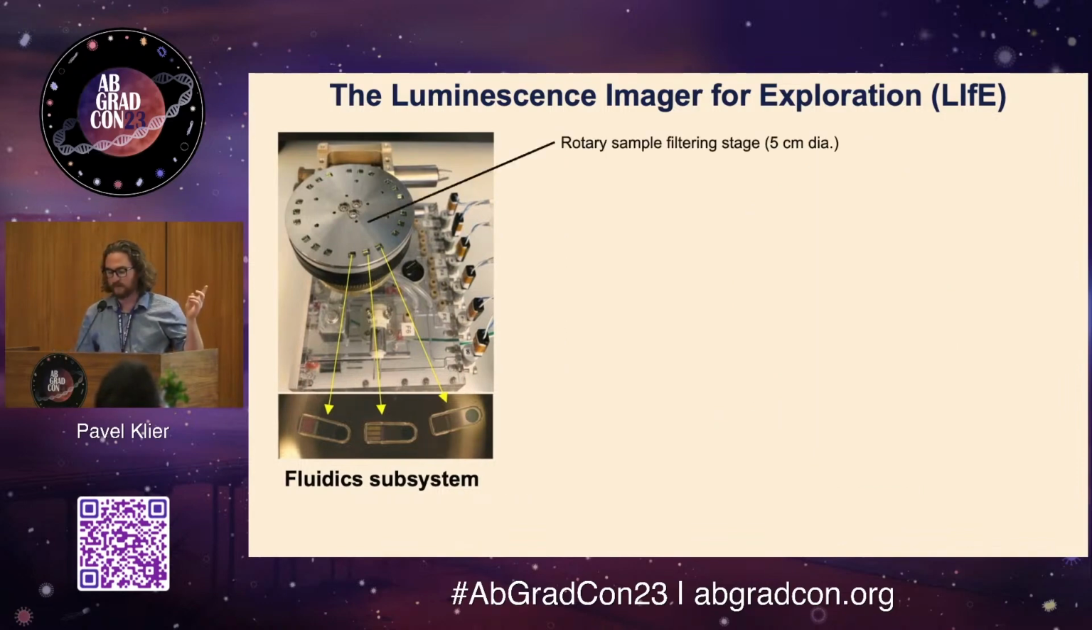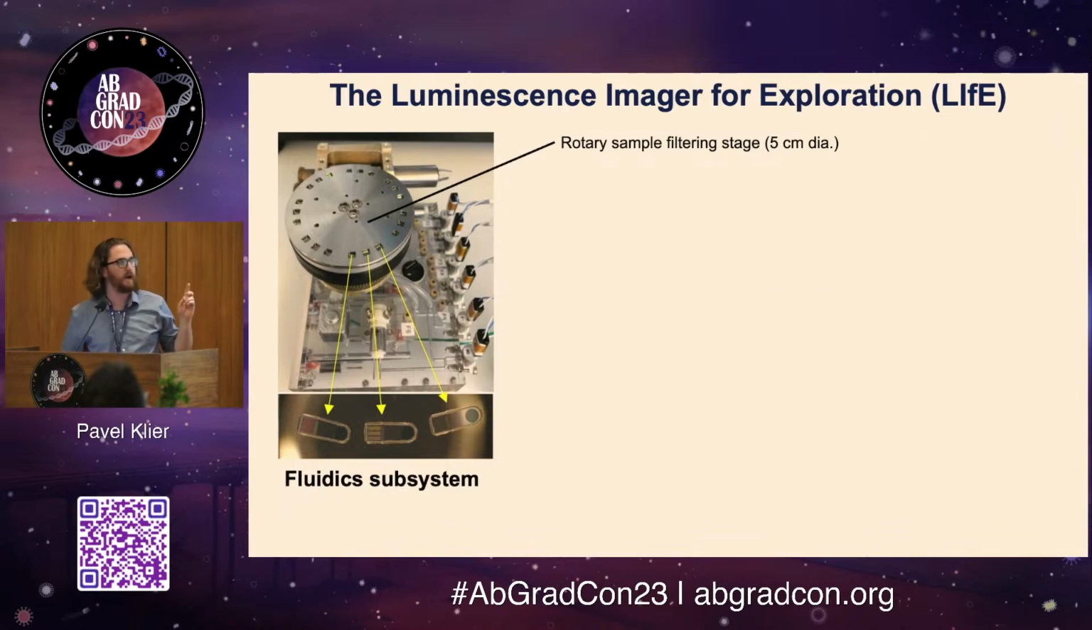The fluidic subsystem has a silver plate on top, which is the rotary filter stage. The stage can do seven individual experiments. Originally this was designed with the Europa lander mission concept in mind, where there would be three separate samples, each with a replicate, and then a procedural blank. Each of those individually has three filters of different sizes.